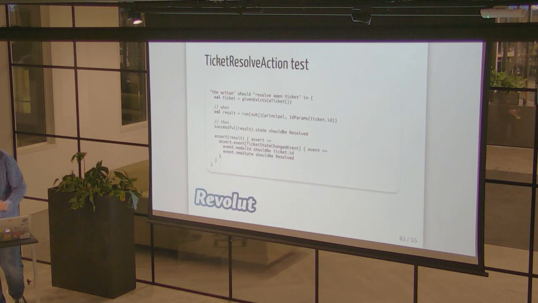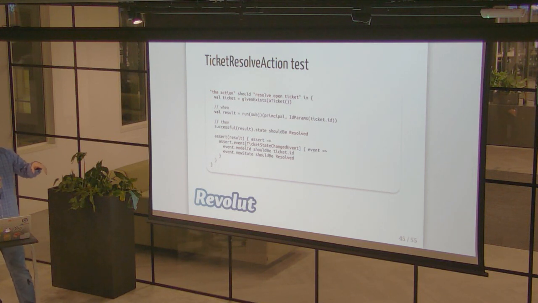Okay, so this is how our test looks. For example, here we create an existing ticket. It's basically "given it exists." It's a mock operation that mocks the domain repository for a given ticket. The ticket is in the open state by default.